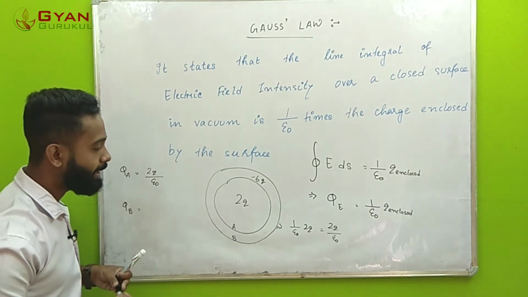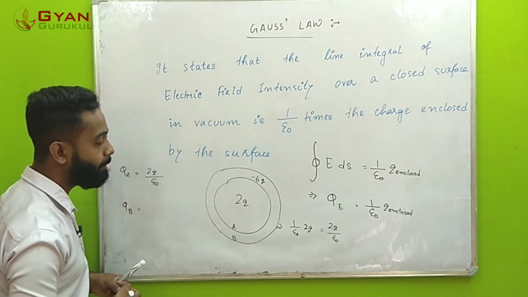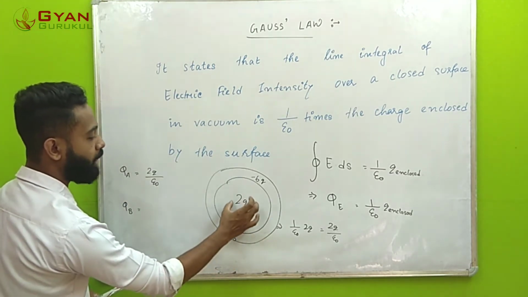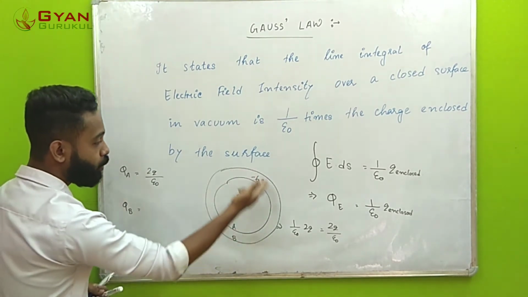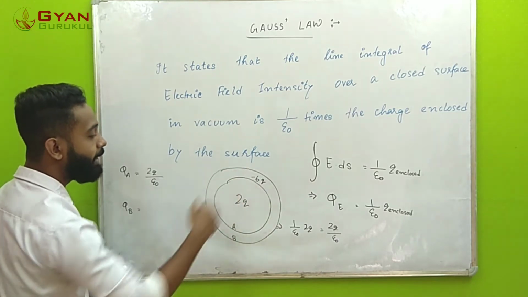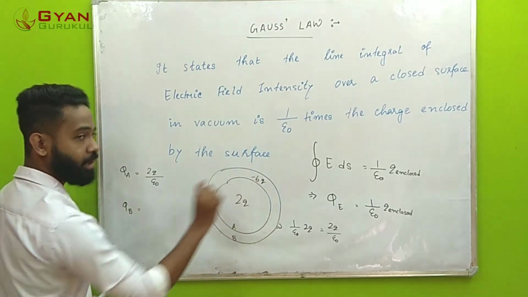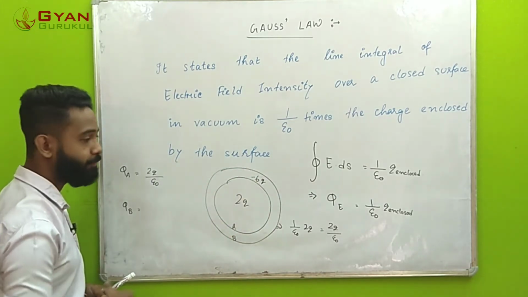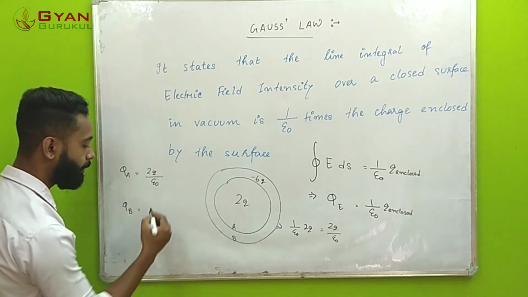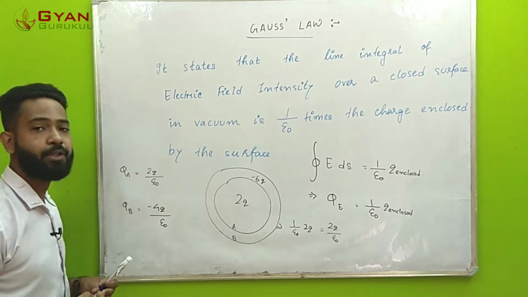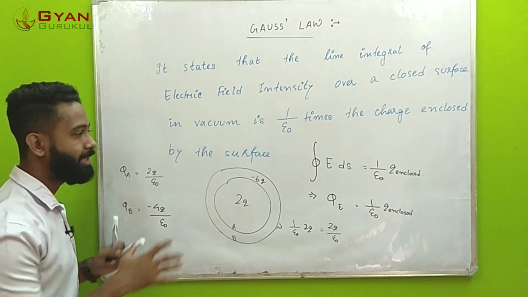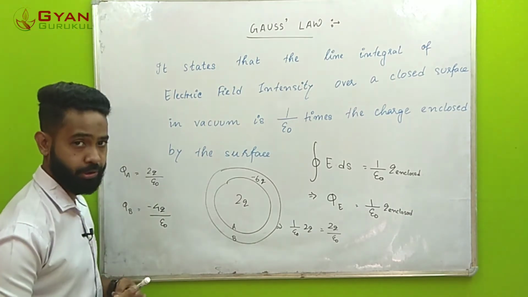But for B, as you can see, the surface B encloses both of the charges, that is 2 coulomb as well as minus 6 coulomb. Hence the total flux for the surface B would be given by adding both the charges. Since charges are additive, we can directly add them, so it will turn out to be minus 4 coulomb. So the total flux will be given by minus 4q by epsilon naught. So this is what is actually meant by Gauss law.